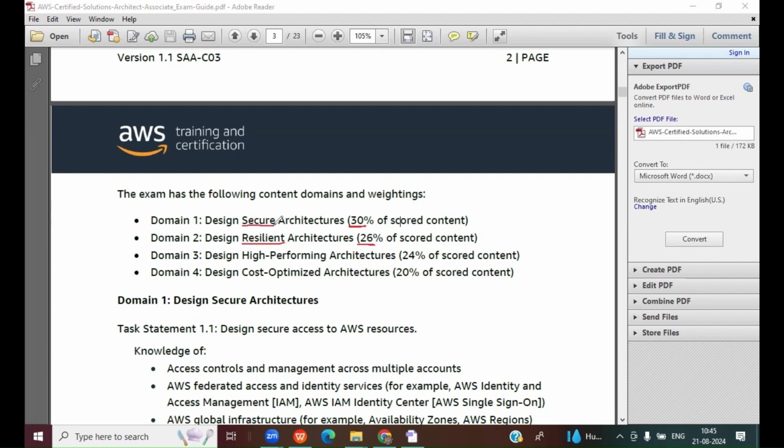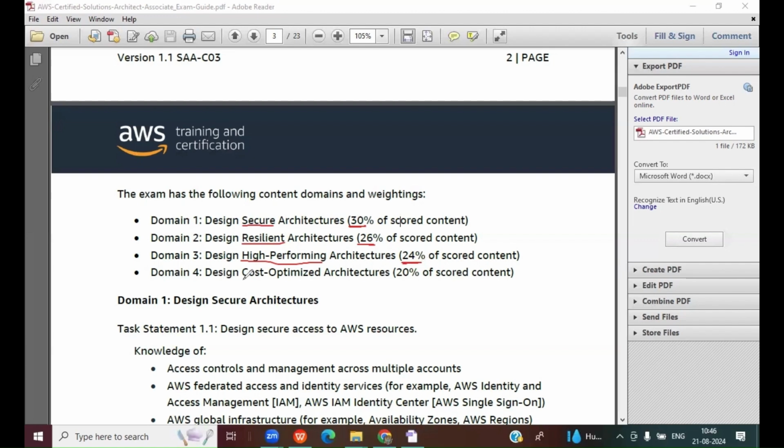So first is security based services. Second is the resilient services that help in giving high availability. The third is high performing architectures. So how can the architect come up with a high performing architecture by incorporating the services that will offer high performance for your environment? That contributes 24% of the overall exam questions.